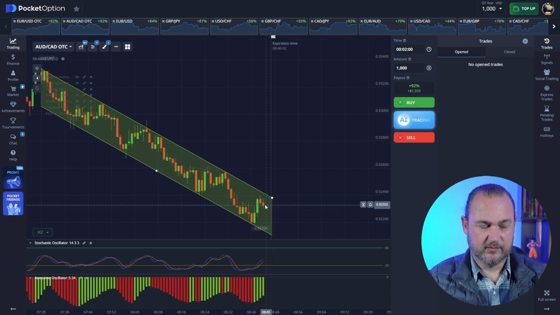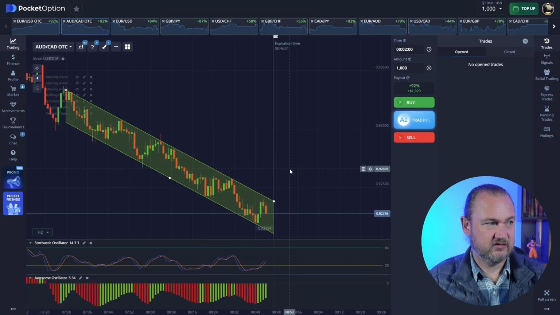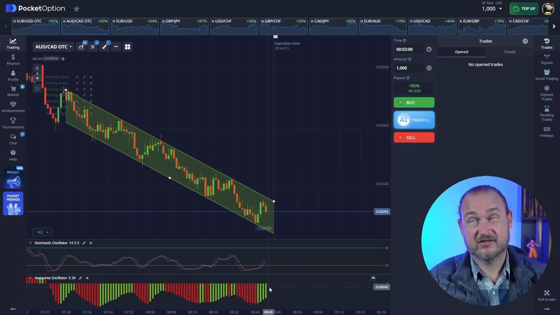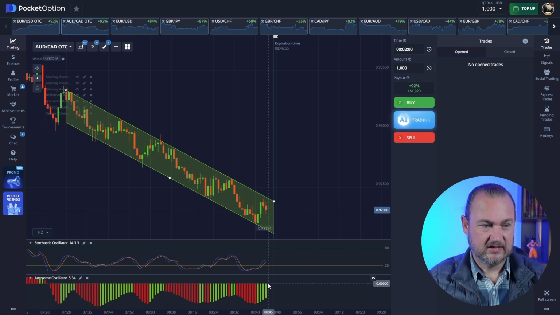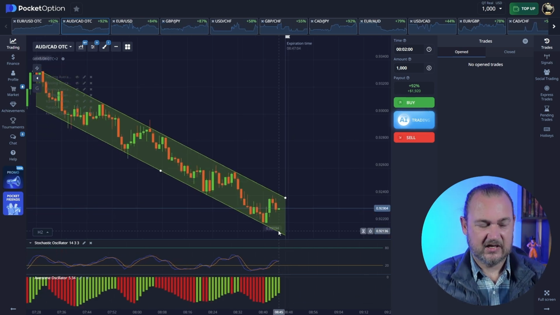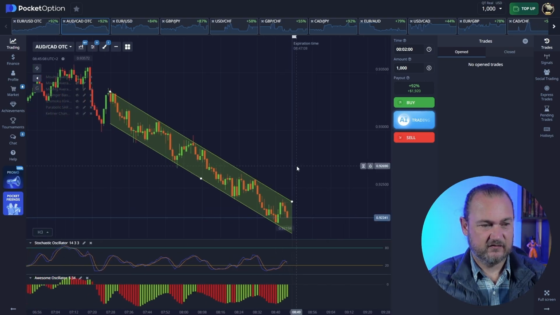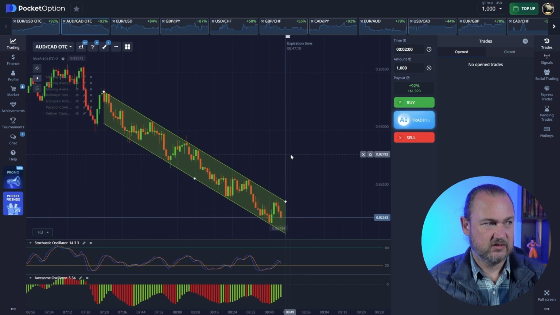So a red candle will be good for us. This should give us a red histogram bar in 10 seconds. So, red histogram bar in 10 seconds. I want to sit on this one for a bit, so you guys get an idea of how we wait for entries.